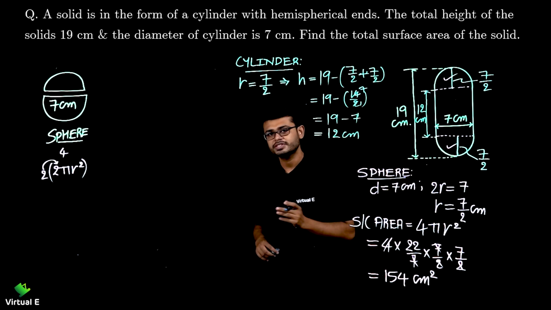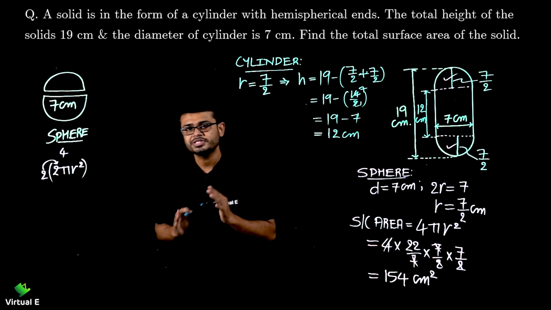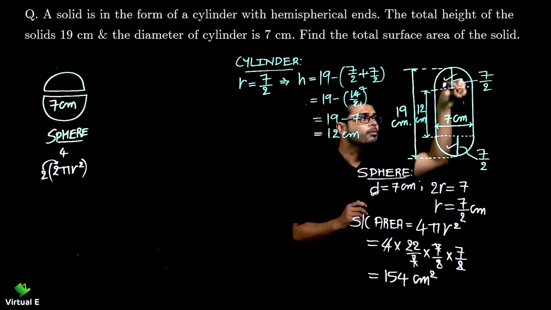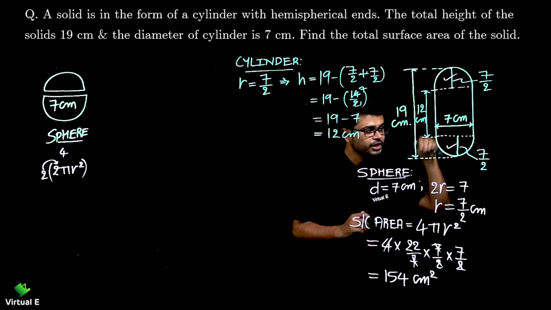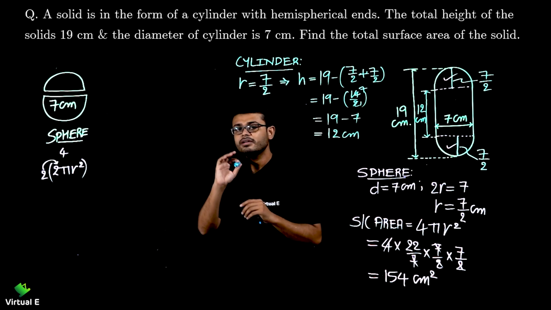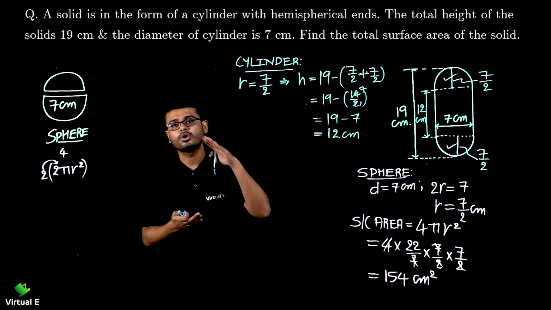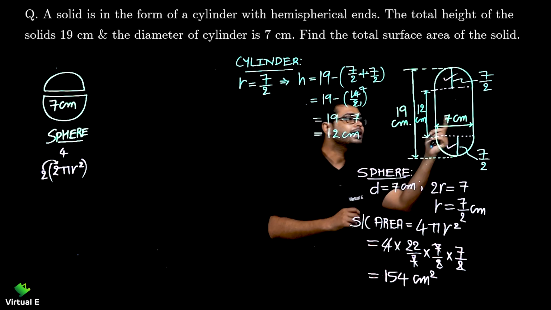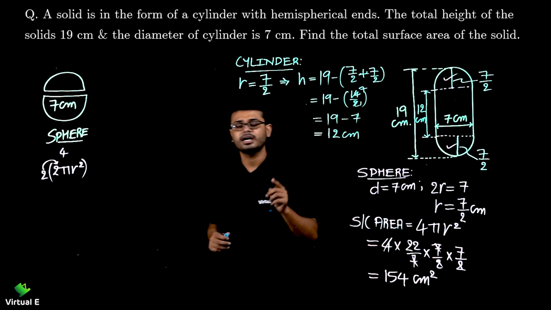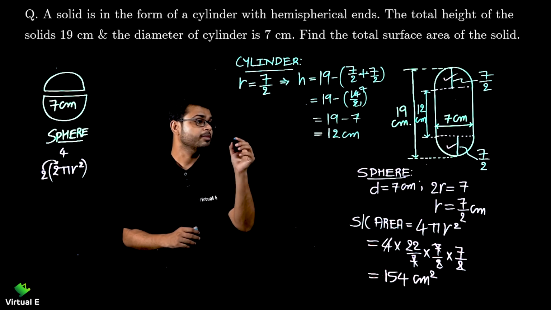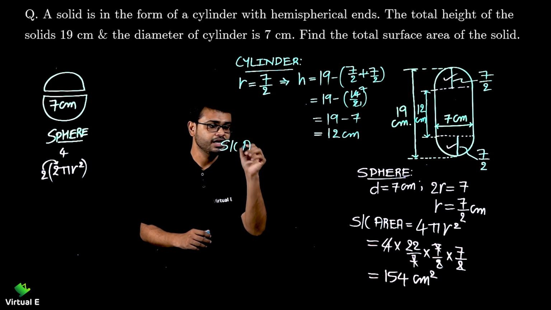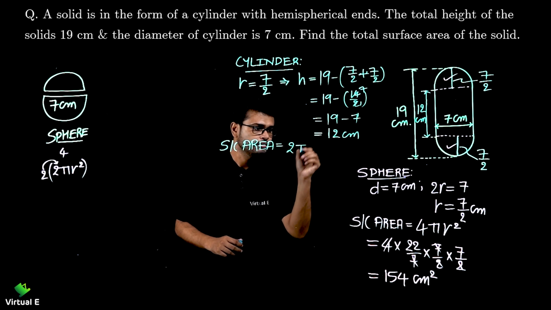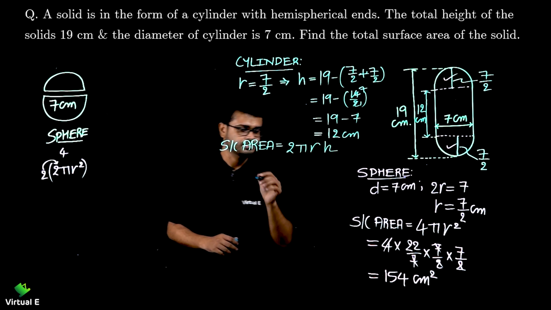Now let's find the surface area. Here there are two surface areas, TSA or LSA. Now think about it. Are we going to consider the top area of the cylinder or bottom area of the cylinder? No, because if we are going to consider, that will be closed from the top and bottom, but that's not the case, right? So we will only find the curved surface area, which is CSA. Remember, so let's write surface area is equal to 2 pi r h.